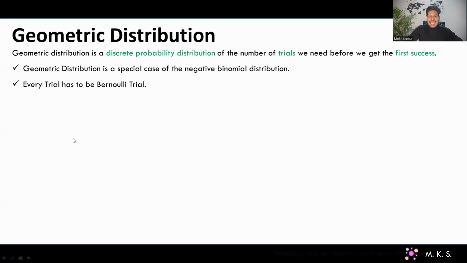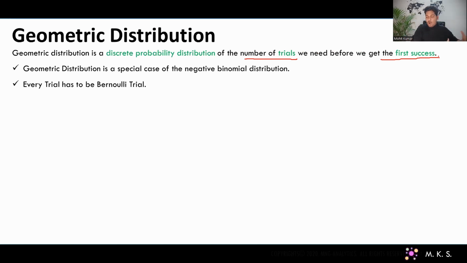Geometric distribution, as we know, it is a type of discrete probability distribution, guys. It talks about the number of trials we need before we get our first success. For example, you are flipping the coin, that's your experiment, right? And coming head is your success. Now, how many times you have to flip the coin before you will get your first head? That particular variable, we will call it a geometric random variable, right?